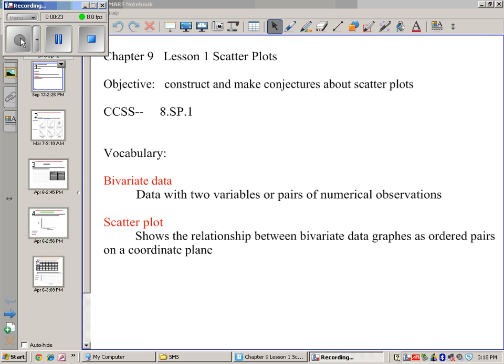Okay, we have a couple of vocabulary words. Bivariate data, which is data with two variables, or pairs of numerical observations. We'll take a look at those as we go through our examples, as well as scatterplot, which shows the relationship between bivariate data graphed as ordered pairs on a coordinate plane. Once again, you can always pause the video to write down the definition, and then start the video back up once you are ready to go as we move forward.